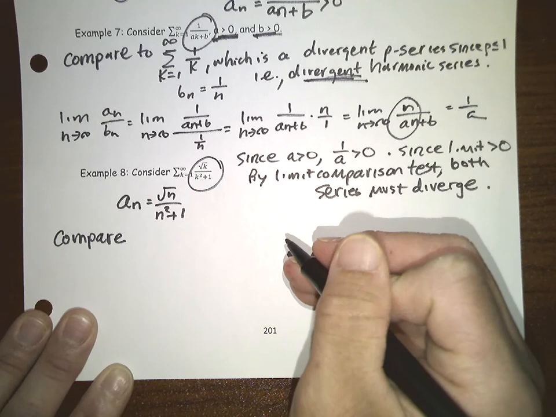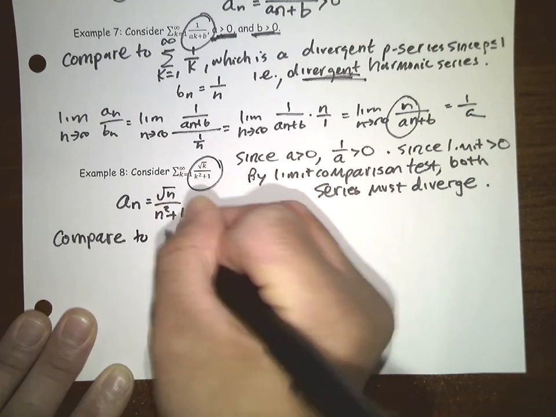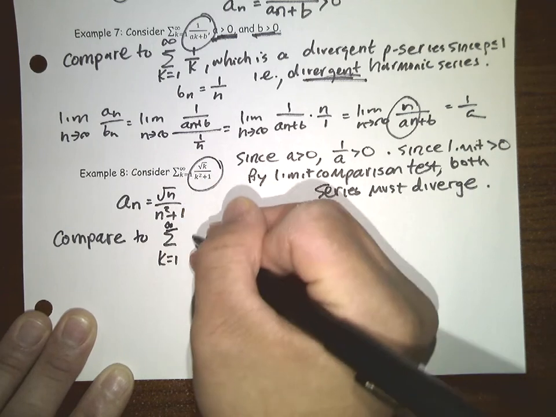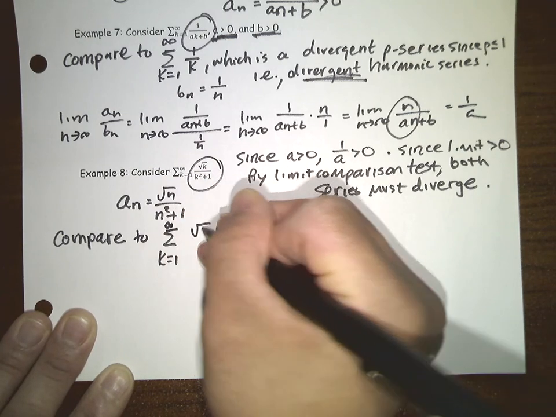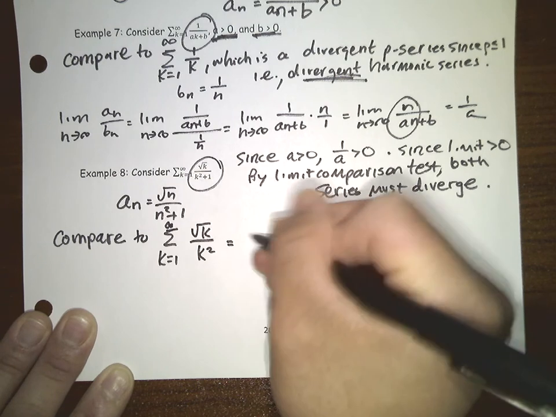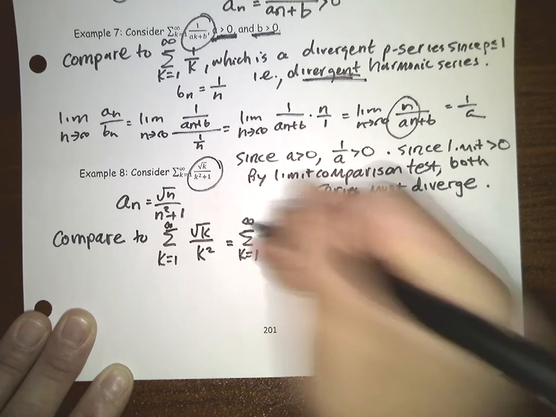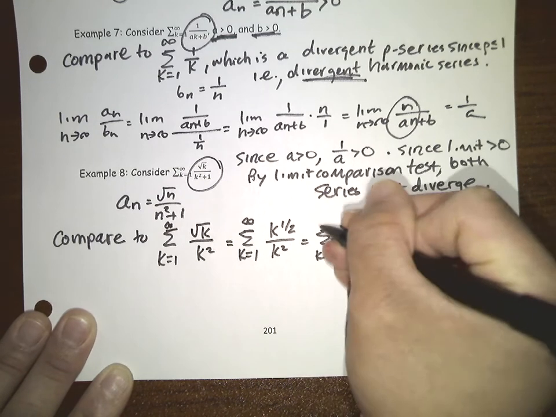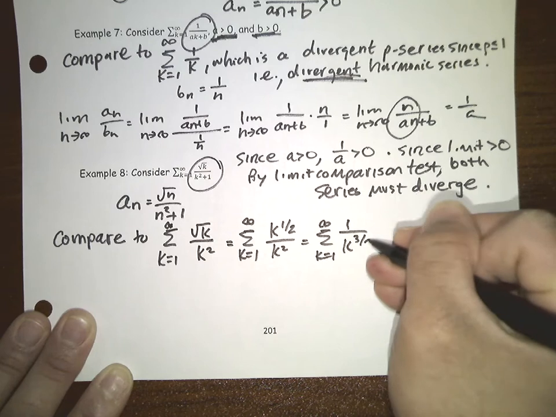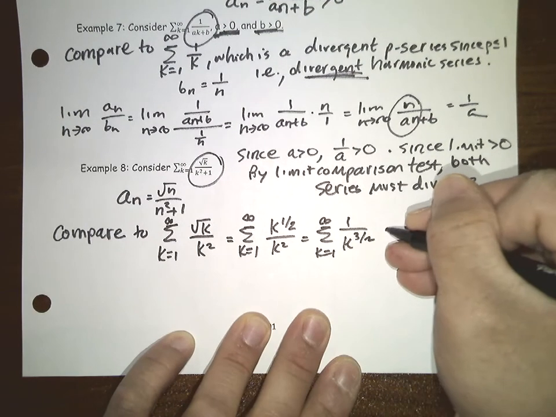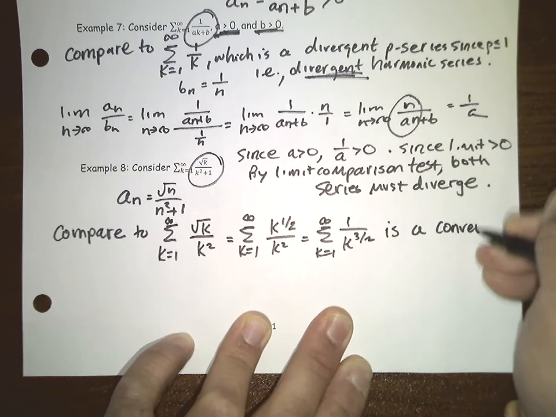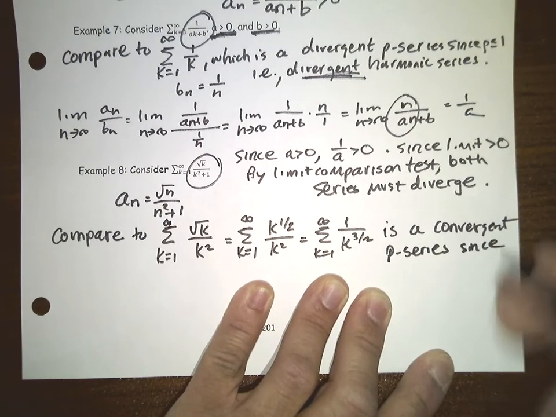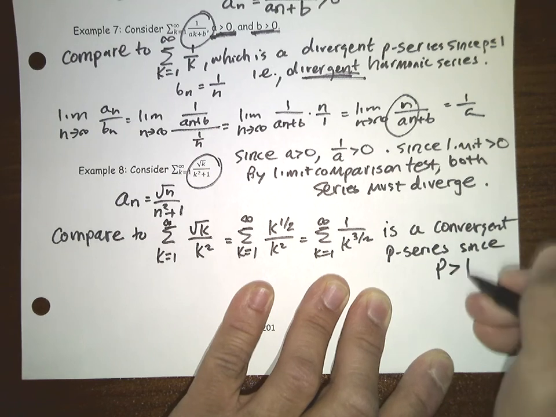So now let's try to compare to the sum k equals 1 to infinity of the square root of k over k squared. That's the sum k equals 1 to infinity of k to the 1/2 over k squared, or the sum k equals 1 to infinity of 1 over k to the 3/2. And this is a convergent p-series, since the p is greater than 1.